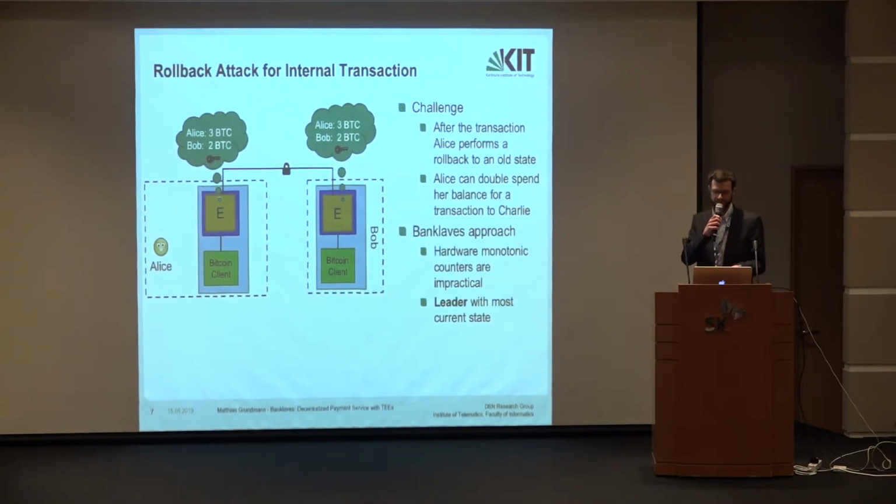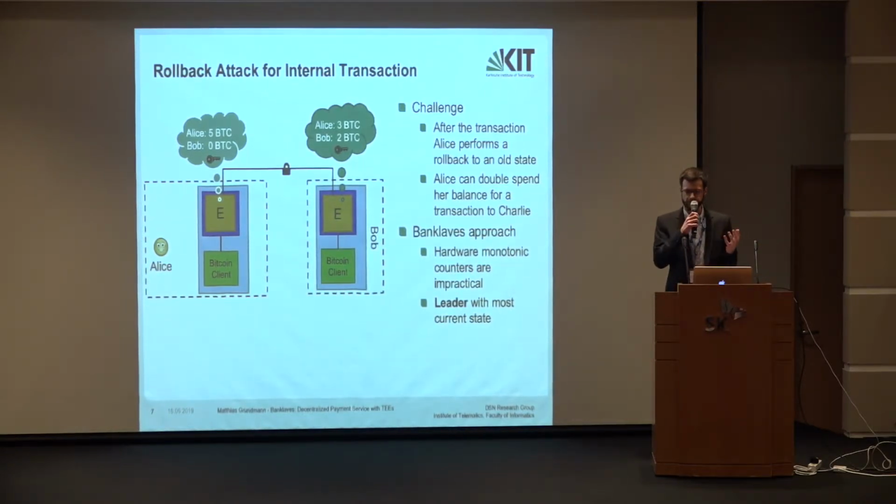Let's look at a first problem. We have the rollback attack, as already mentioned. After the transaction, Alice could do a rollback to the state before, when she had 5 bitcoins. Now Alice could use those 5 bitcoins to perform a double spend by performing an internal transaction to another person, say Charlie, in the network. So we need somehow to make those rollbacks not possible anymore.